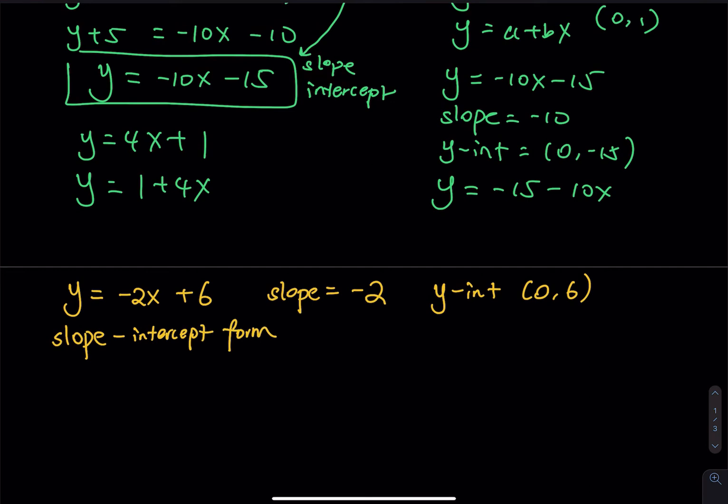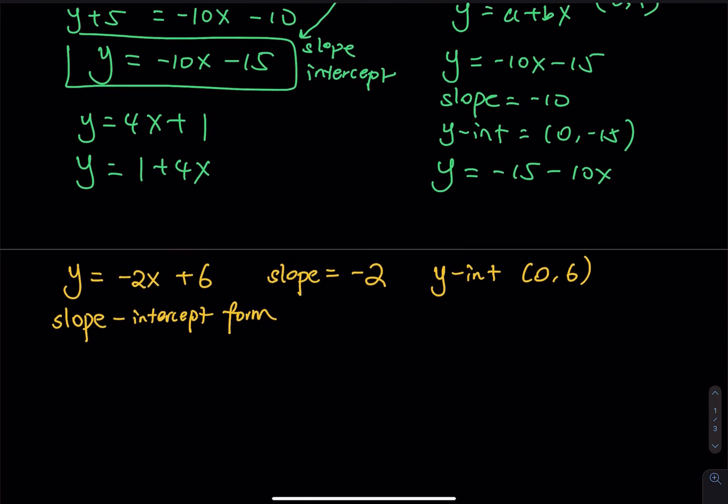Again, point slope form. You need a point and you need a slope. We only have a slope right now. How do we get a point? There are two ways to get a point. I will show you the first way. The first way is you pick an x value, any x value you like, because I need to grab a point from the line.